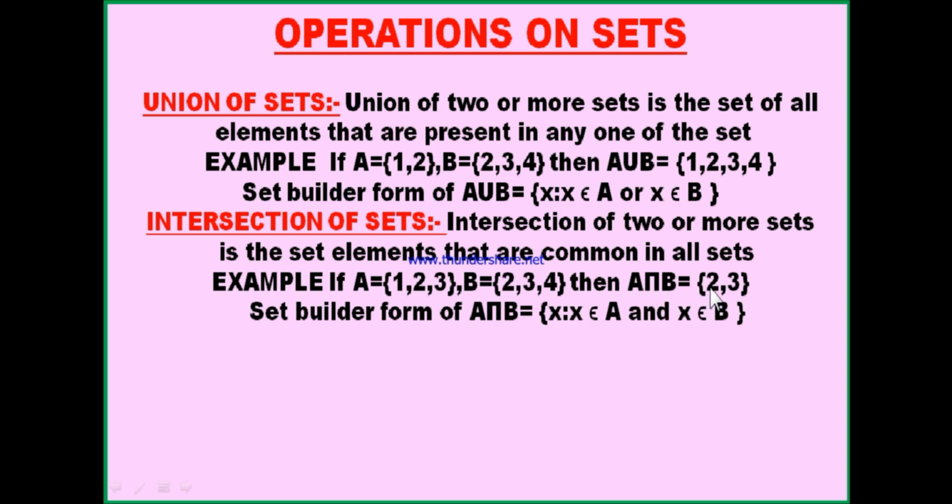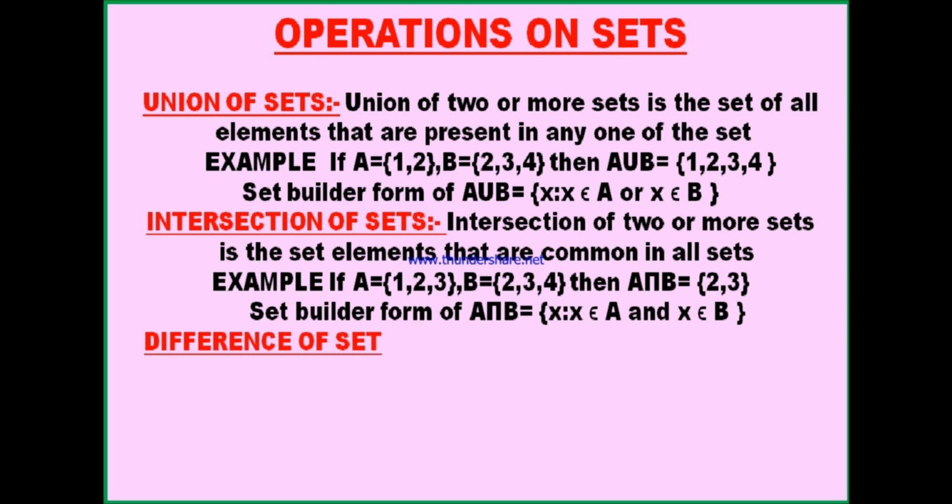Here you see A intersection B is equal to set 2, 3. Means 2 is an element in the first set as well as in the second set. And 3 is an element in the first set as well as in the second set. Then only you can write it in A intersection B. Then the set builder form of A intersection B is X such that X belongs to A and also X belongs to B. Means X is a common element. I shall repeat. If we list out all the common elements, then it is intersection of sets. If we write all the elements of the first set as well as the second set, then it is union of sets. That is the difference between union of the sets and intersection of sets.